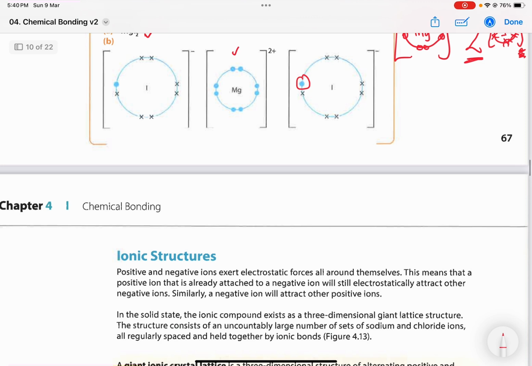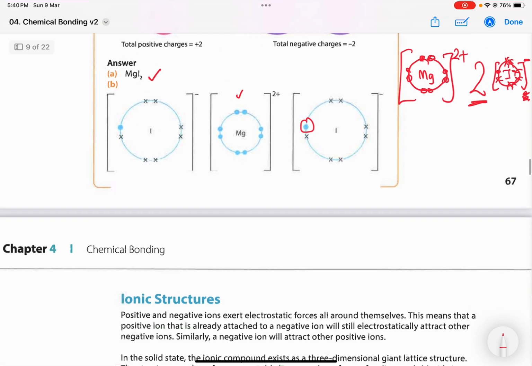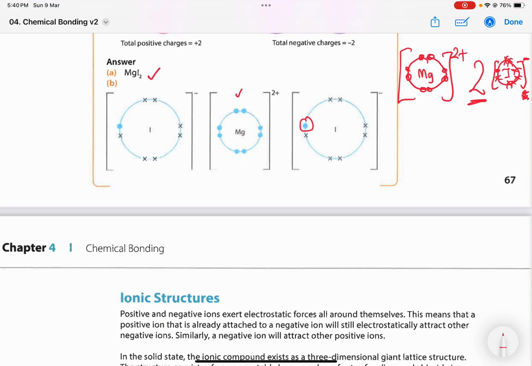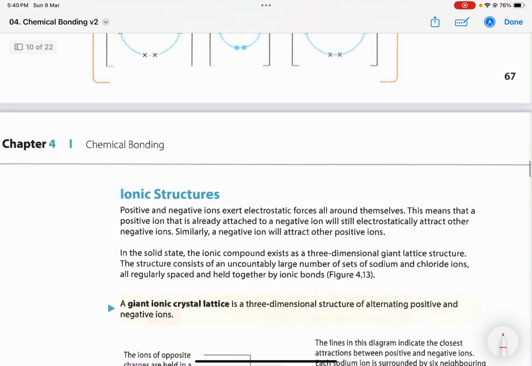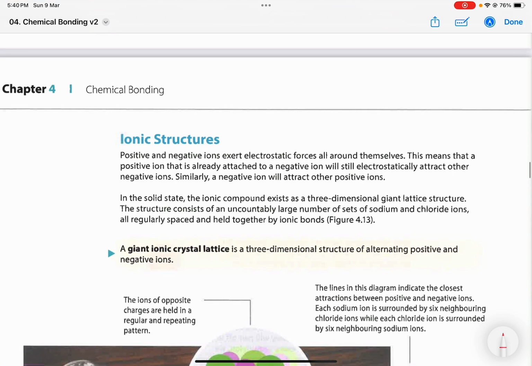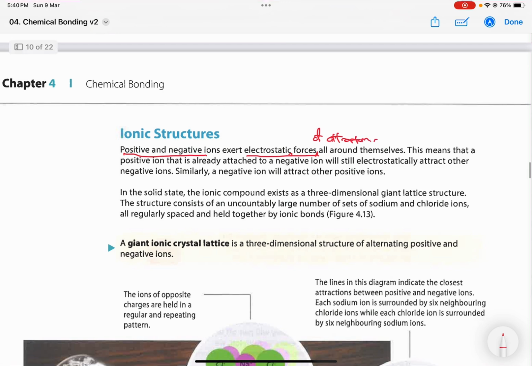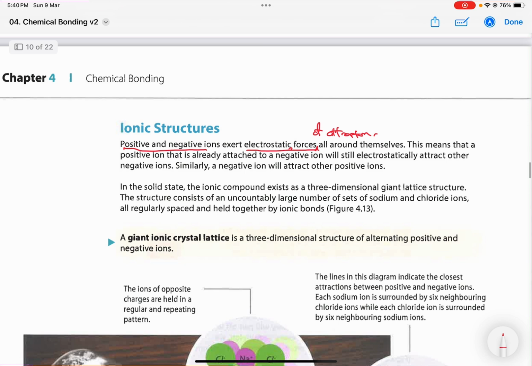Okay? Now, in terms of structure, I went through the bond, formation of ions, went through what an ionic bond is, and went through how to draw the dot and cross diagram. Now we can look at how you describe structure. For ionic structures, the positive and negative ions exert an electrostatic force of attraction all around themselves. This means that positive and negative will attract each other. Even if they are a certain distance away, say another negative ion, they will still attract, just weaker because they are slightly further.